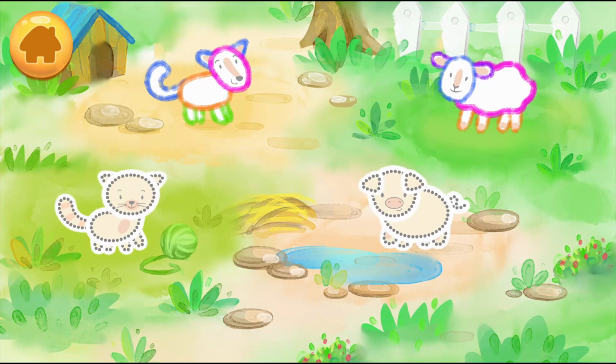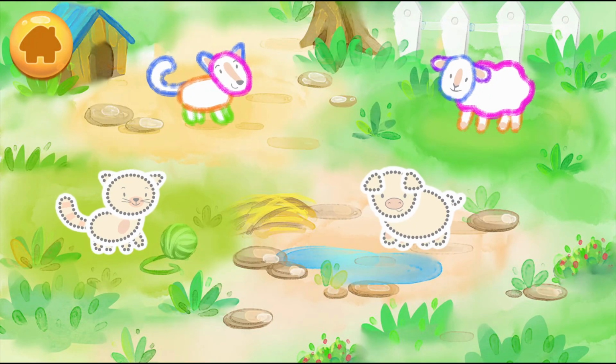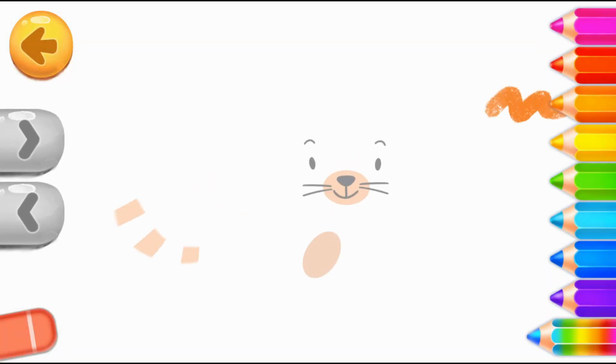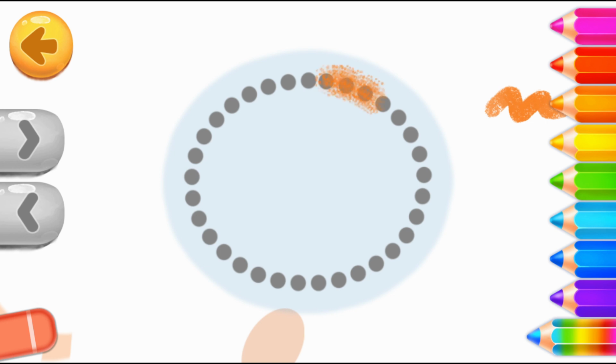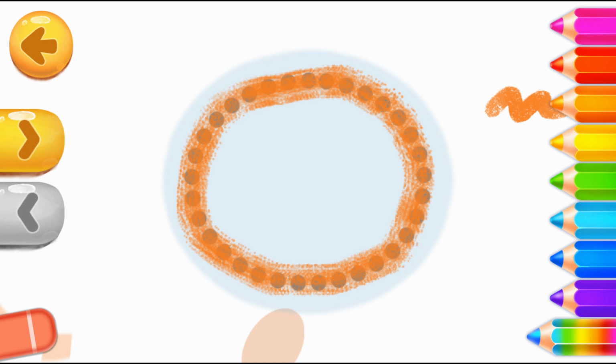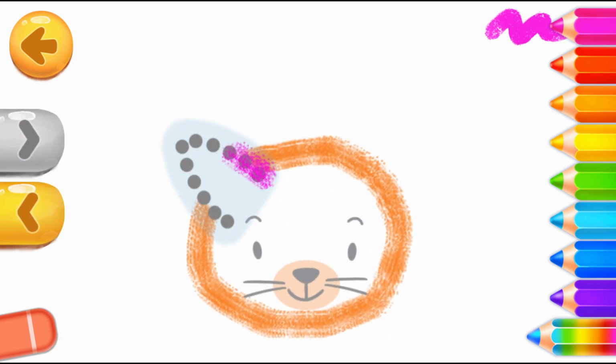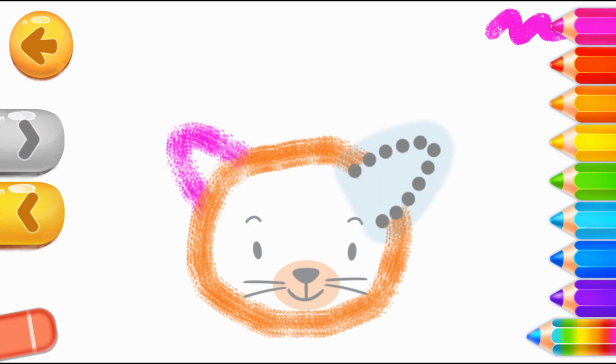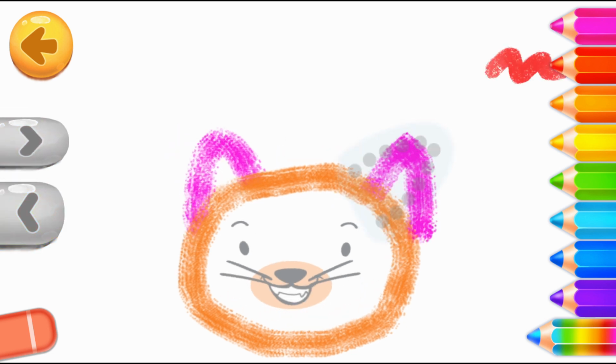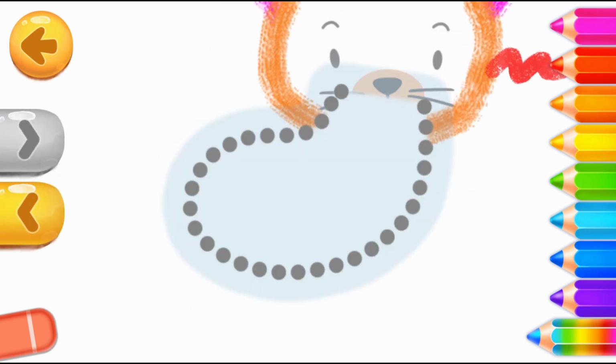Can you draw the inhabitants of the farm? Try it. Everyone loves cats, and cats you? Have a round head. Now draw sharp ears. Draw a cat torso.